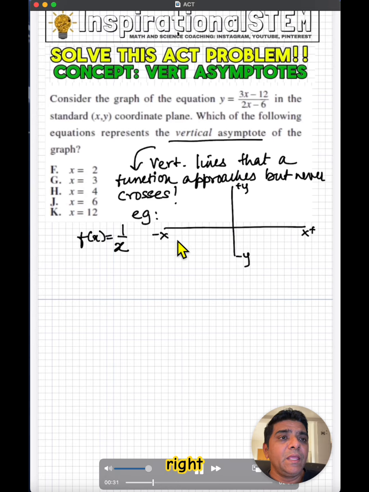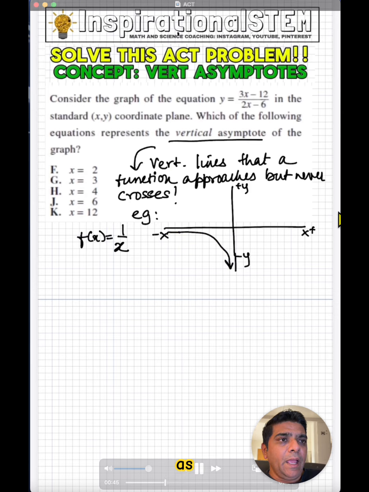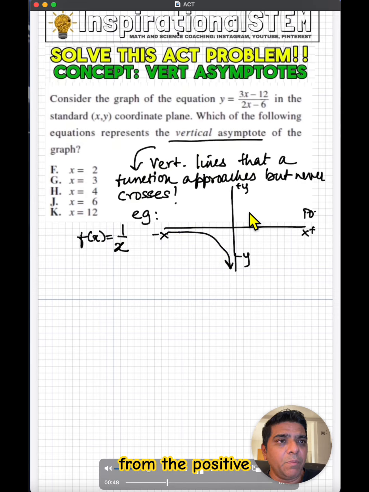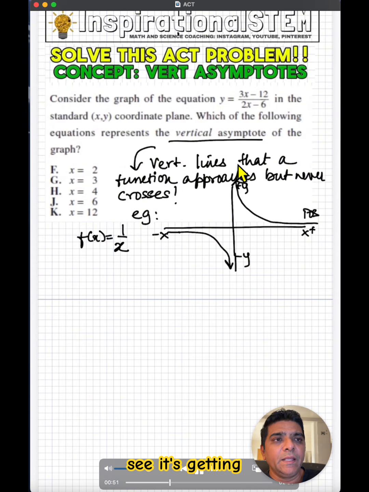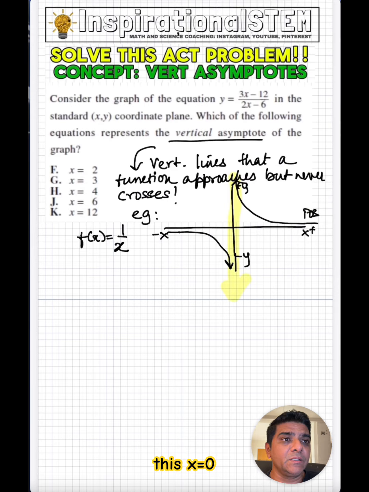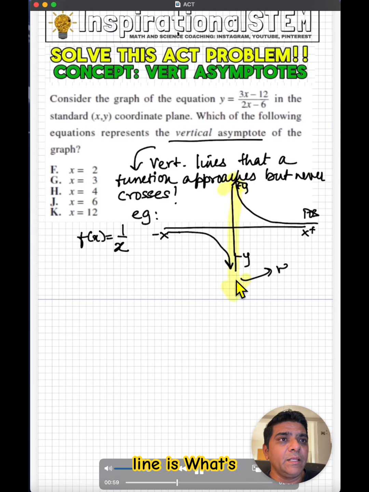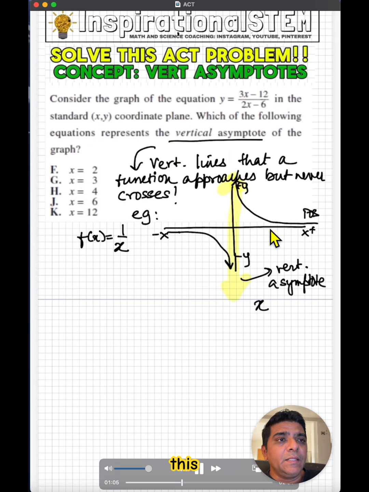So what's happening here? As x approaches 0 from the negative side, you see the function getting larger and larger in the negative y direction. And as x approaches 0 from the positive direction, you'll see it getting larger and larger in the positive y direction, but it's never crossing x equals 0. This x equals 0 line is what's called the vertical asymptote here, because the graph is never crossing it. It's getting very, very close to it.